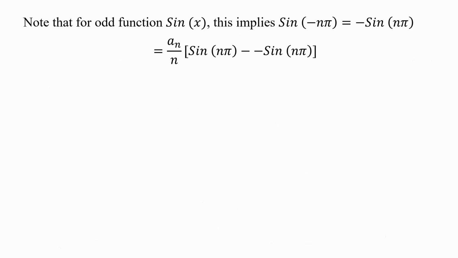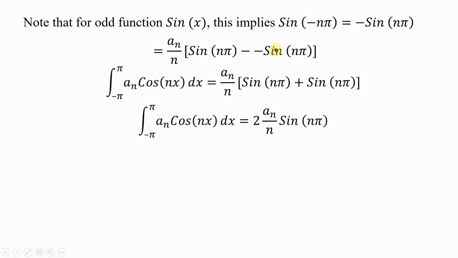Don't forget that sin x is an odd function. If sin x is an odd function, that means that sin minus n pi is the same thing as minus sin n pi. If you substitute that into our former expression, we have this on the screen. We only use the fact that sin minus n pi is equal to minus sin n pi. If you do that, we can now see that the integral from minus pi to pi of an cos nx dx will give us 2 an over n sin n pi. That is what we can see on the screen.